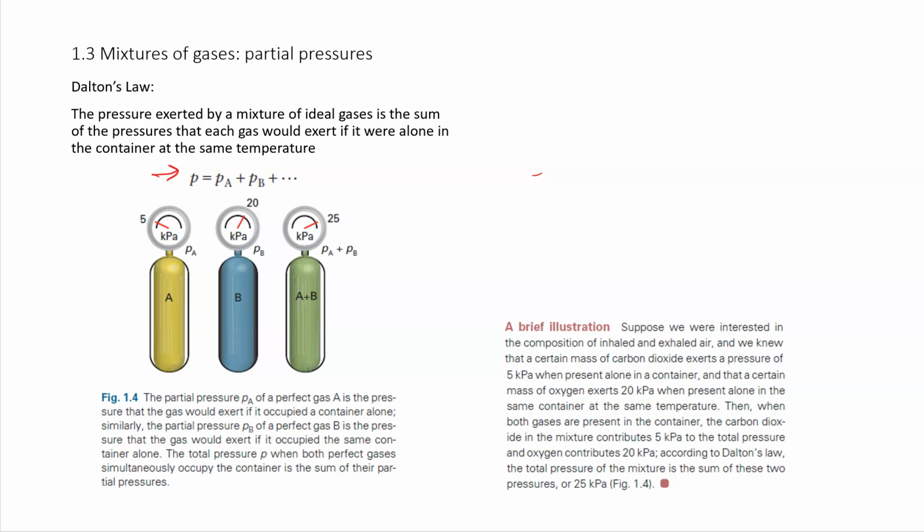And what we see here from figure 1.4 is the partial pressure P sub A of a perfect gas A is the pressure the gas would exert if it occupied the container alone. The partial pressure P sub B of perfect gas B is the pressure that it would exert in a container alone. If you put the same quantity of gases under the same conditions into a single container, whereas A gives you 5 kilopascals and B gives you independently 20 kilopascals, when you put them together, you'll have 25 kilopascals.